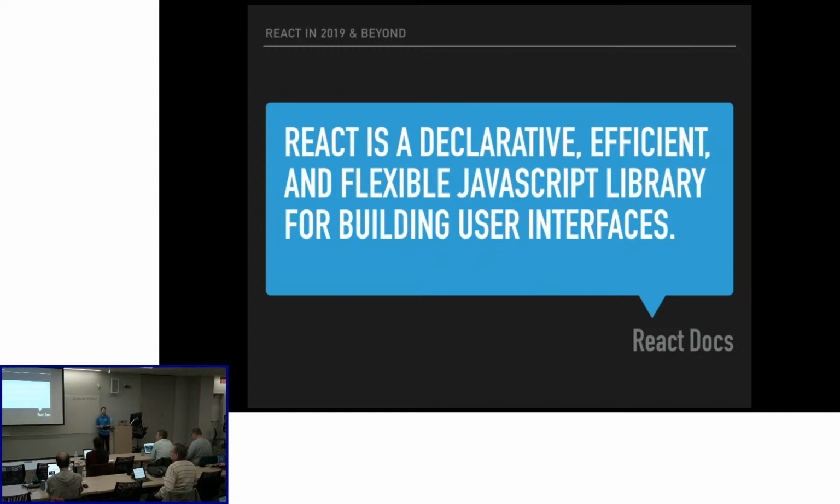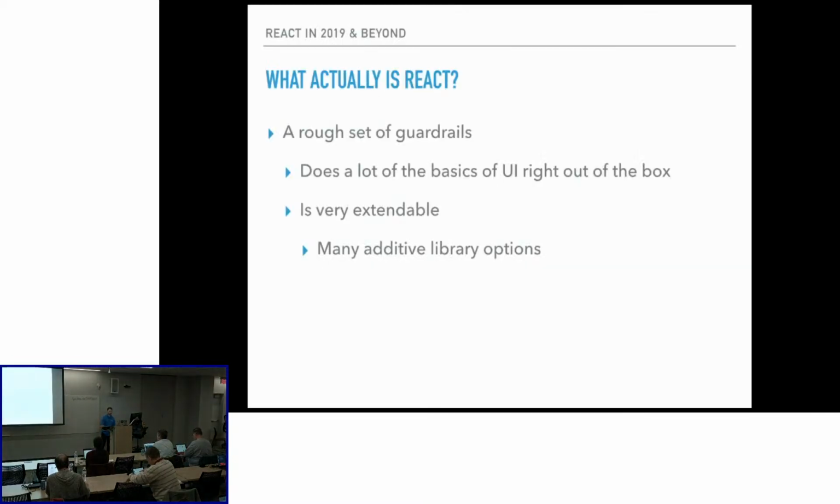So, according to the React docs, React is a declarative, efficient, and flexible JavaScript library for building user interfaces. But what does that really mean? React is really just a rough set of guardrails written in JavaScript for you to write UIs in JavaScript, and it does a lot of basics of user interface right out of the box for you. It is very extendable as well, and there's many additive libraries that you can use with it.